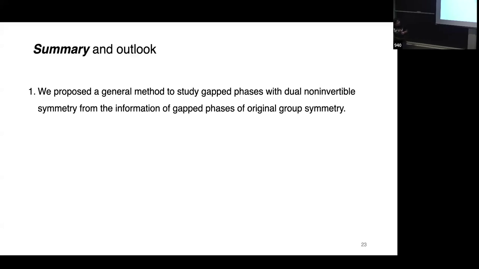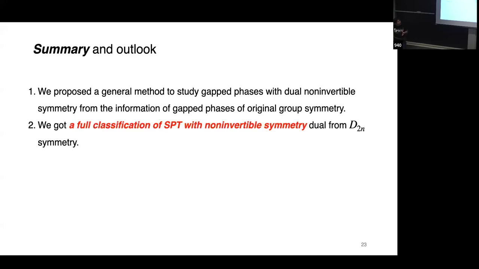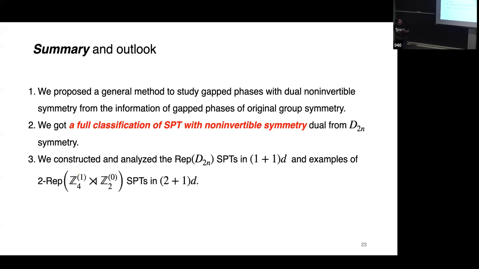First, we proposed a general method to study gapped phases with dual non-invertible symmetry from the information of the gapped phases with original group symmetry. And we got a full classification of SVT with non-invertible symmetry that come from the D2N symmetry. And we also construct and analyze the rep D2N SVT in 1+1D and some 2 rep SVT in 2+1D. And here are some outlook.